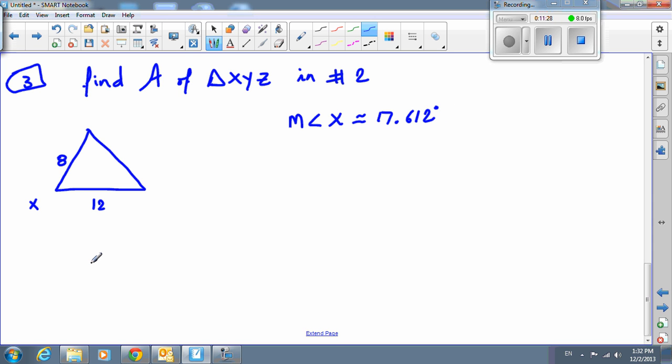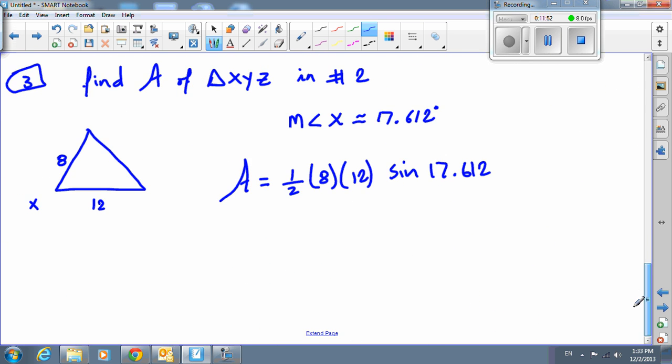degrees. All right, so I will say the area is equal to, because I'm using this X, 1/2 of 8 times 12 times the sine of 17.612. Let me make sure that I wrote the correct angle. Yes, 17.612. At this point, you just plug into your calculator, and you get the area is approximately 14.523, and this is in square units.